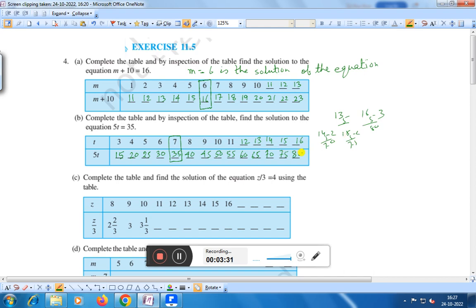Now you see that 5t equal to 35, that means for the value of t equal to 7, it will be 35. That means left hand side equal to right hand side. Therefore, we can say that t equal to 7 is the solution of the equation.